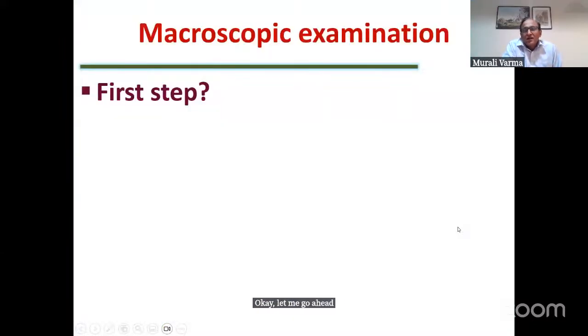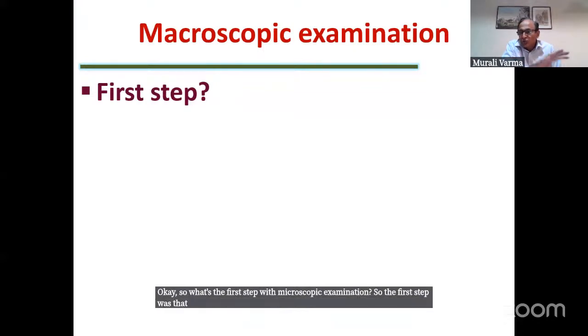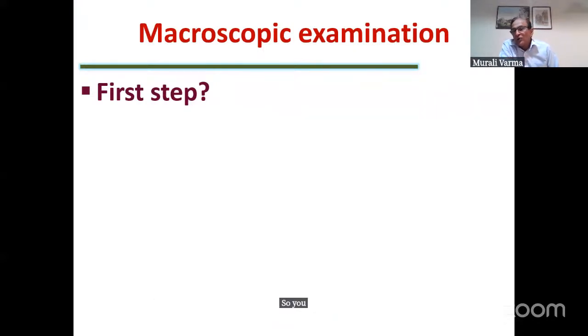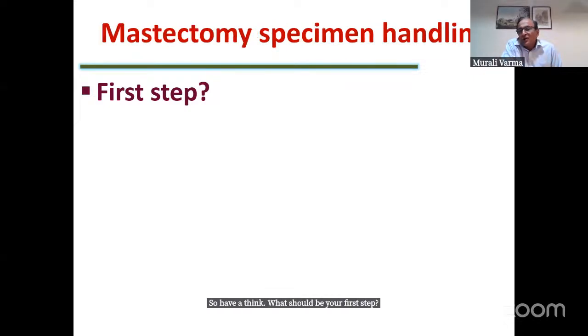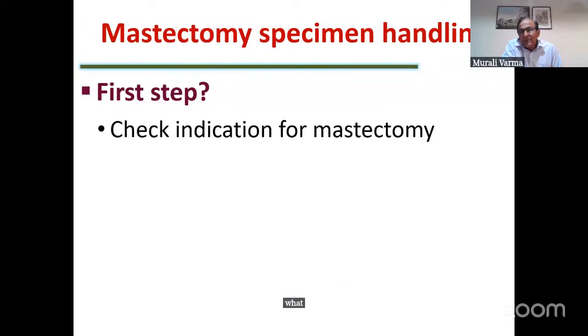Okay, so what's the first step with microscopic examination? The first step we said in handling was fixation, so you fixed it properly. Now you're going to start your cut-up. So have a think: what should be your first step? You've got a mastectomy on your table, and you're going to start slicing that mastectomy. What should be your first step?